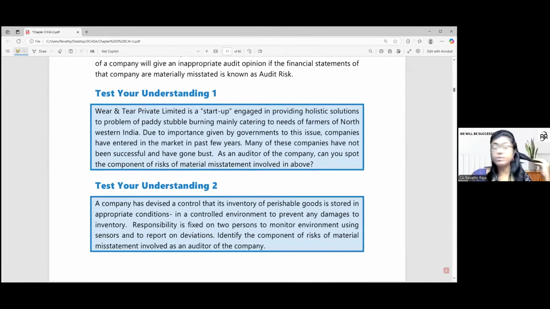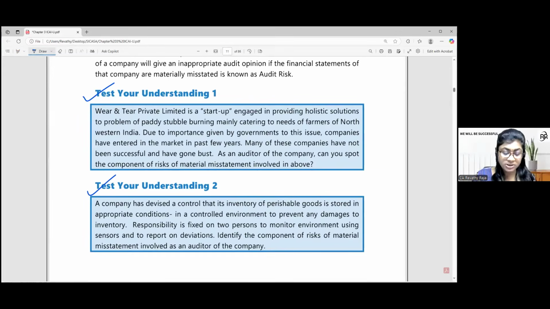Okay. Can we do the test your understanding question, please? Are you ready for this? If you are ready, put R. No, everyone has to put. Why should you all have all the fun? I will also have fun.